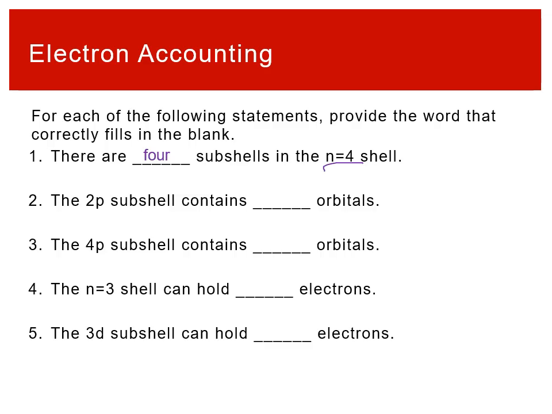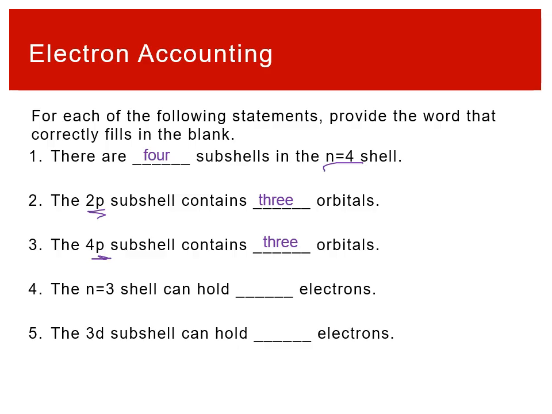The 2p subshell contains blank orbitals. Okay, so this is going to be based on it being p. It doesn't matter that it's 2p. As long as you have a p-type subshell, that's going to be 3 orbitals. If we look at the next one, the 4p subshell contains blank orbitals. Again, it's 4p. That's going to be 3 orbitals. It doesn't matter what type of orbital, what subshell it is. As long as it's p-type, it's going to contain exactly 3 orbitals.